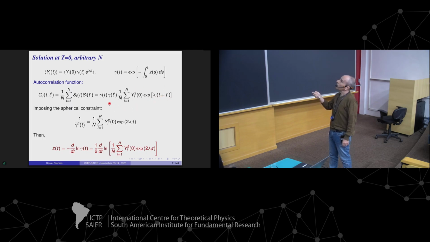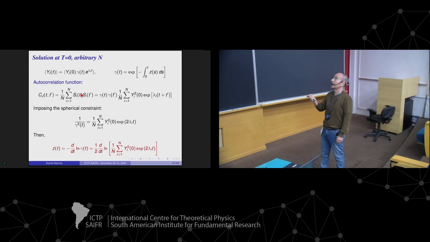Okay, now if we impose the spherical constraint, say we make t equal to t prime, this will be the sum of s_i of t squared. That is exactly the spherical constraint. This sum over n has to be fixed to 1 at any time. We said that the Lagrange multiplier is a function of the time. At any time, the spherical constraint has to be satisfied. So if we make t prime equal to t, this will be 1.